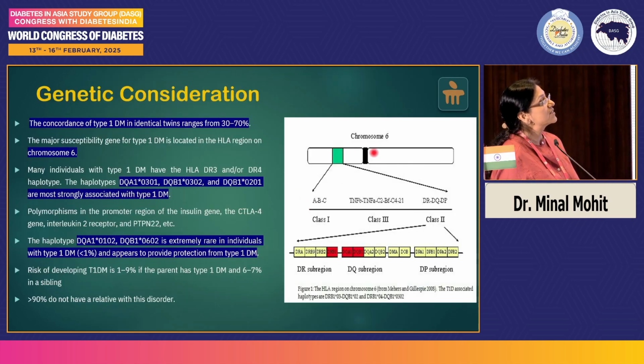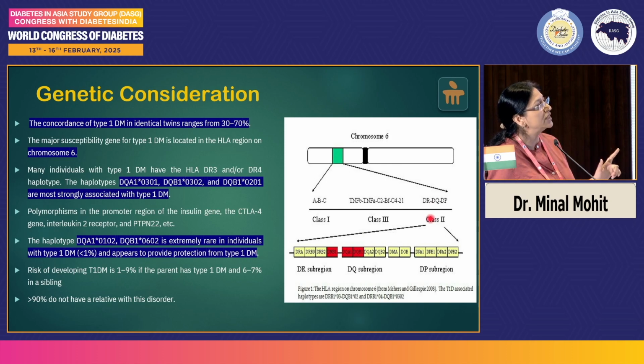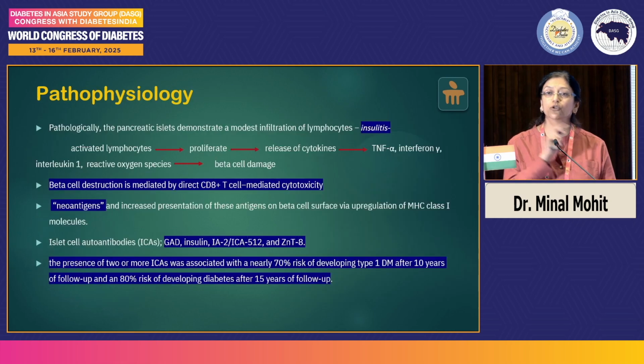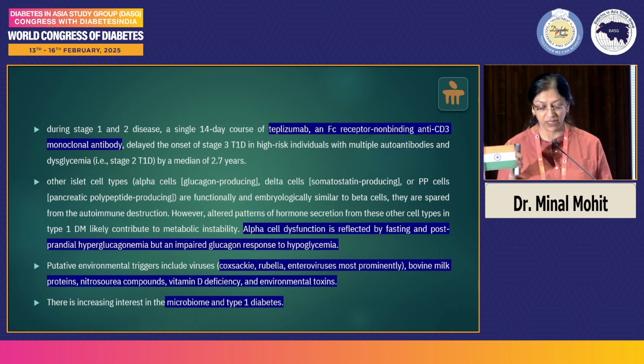Coming to the genetics, it is chromosome 6 which is involved, and this is the HLA complex, the MHC expression gene, the MHC class 2 genes, especially the DQ subregion, which is predisposing to the development of type 1. But at the same time, there are some preventive DQ regions also. So genetics is involved in type 1. This genetically vulnerable population, when exposed to environmental triggers, will develop antibodies, will have insulitis, and will lead to beta cell damage. And that will cause frank type 1 diabetes.